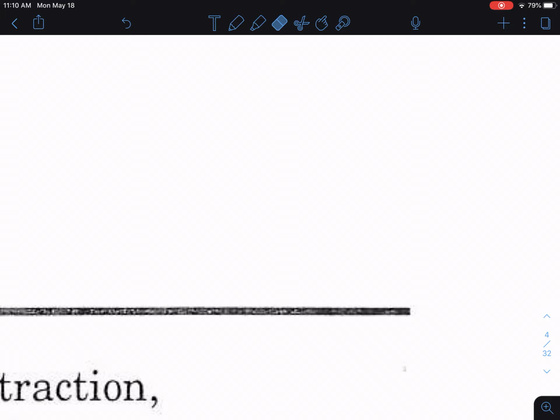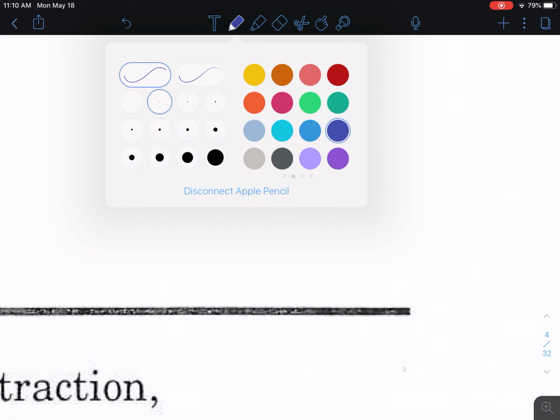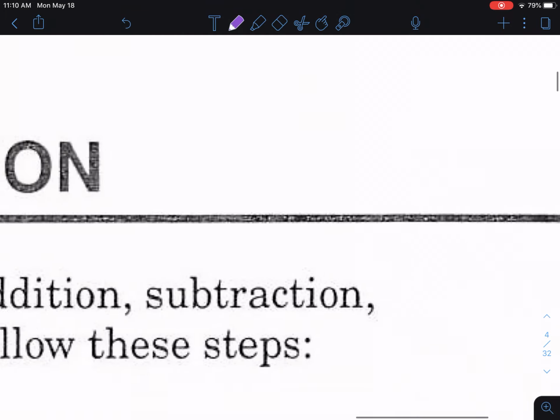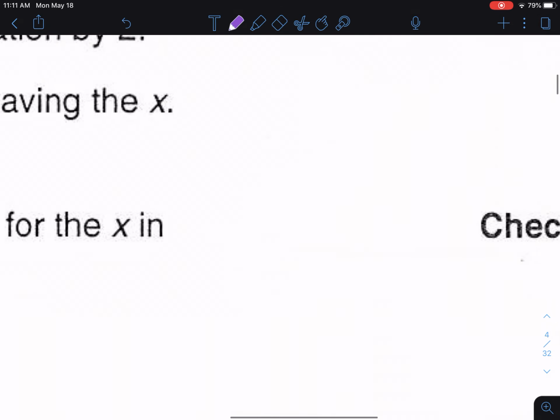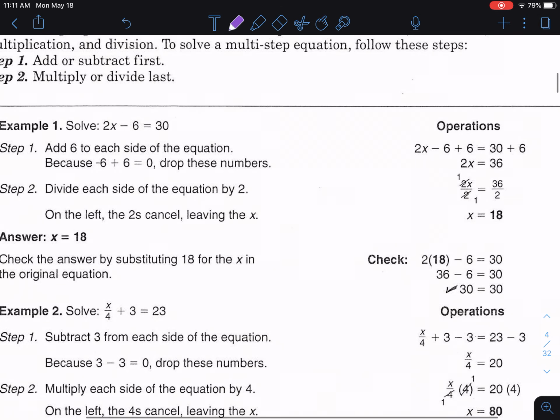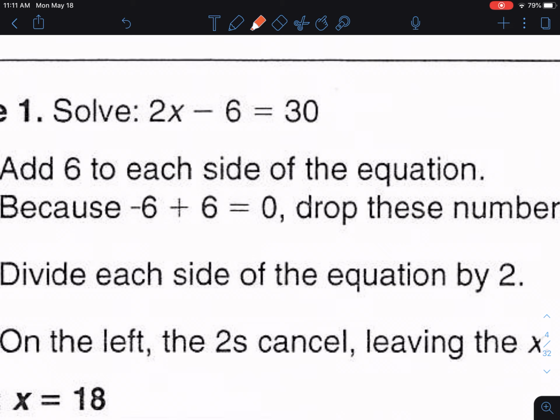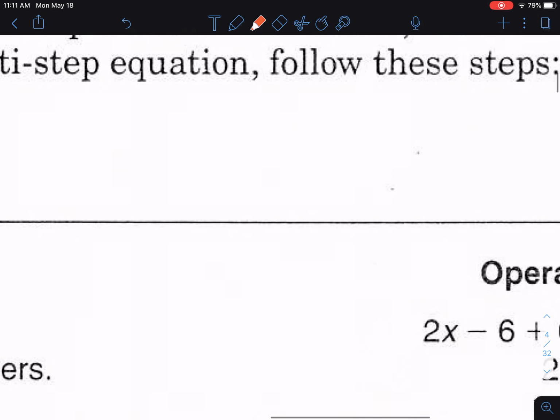We did one-step equations. Now for this next little group, we're going to bump it up to two-step equations. It's going to be two things. Now, I want you to look at this right here. 2x minus 6 equals 30. I'm going to write it down right here. So we have 2x minus 6 equals 30.